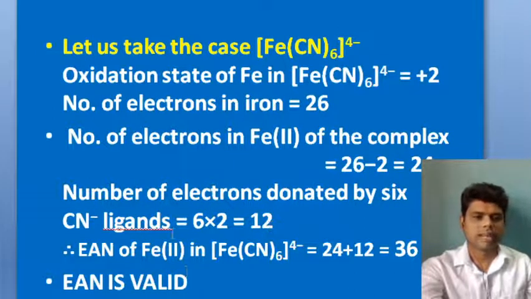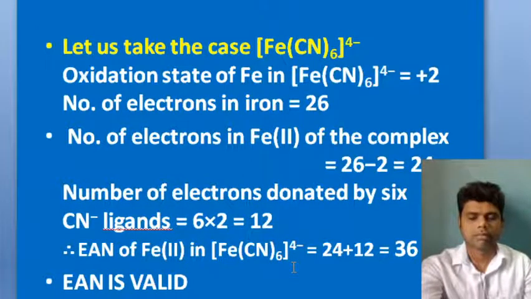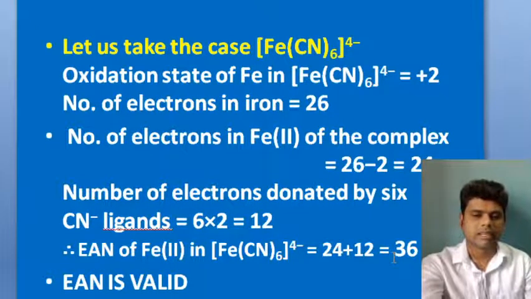So go for the EAN calculation. EAN of Fe2+ in [Fe(CN)6]4− is how much? 26 electrons minus 2 is 24, plus 6 into 2 is 12, 24 plus 12 is 36. Therefore, it has attained the electronic structure of the nearest noble gas, that is krypton. So from that you can say EAN is valid here, the complex is stable and Sidgwick's theory is followed.